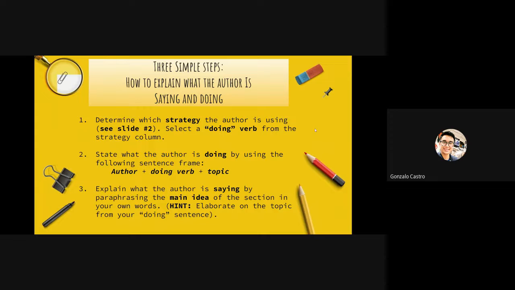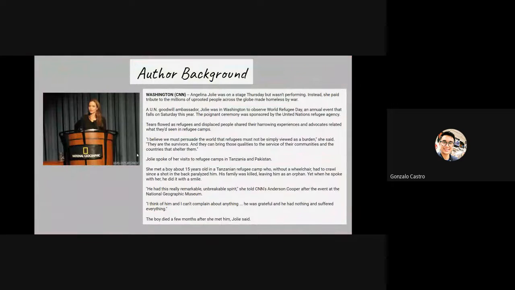So if this looks really confusing, that's okay. We're learning something new, but we'll go through a few sections together as an example. So on this next slide, we have some background about the speaker and the speech. Before we continue with this lesson, go ahead and pause this video and read this information.